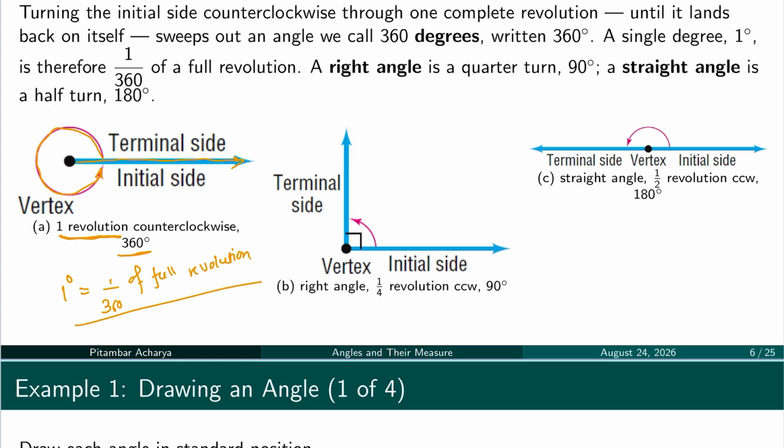So this right angle, positive 90 degrees here, is 1/4 revolution counterclockwise. And this is a straight angle. The straight angle is 1/2 revolution counterclockwise. And this is 180 degrees.